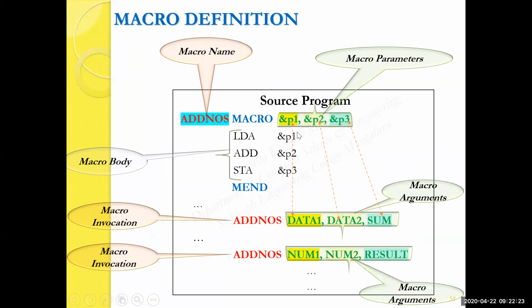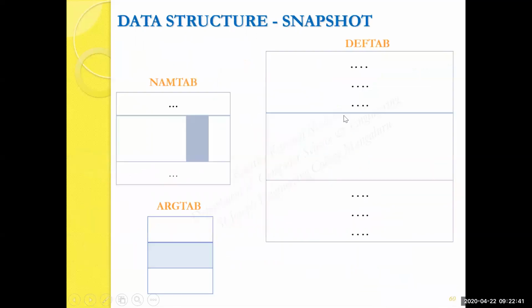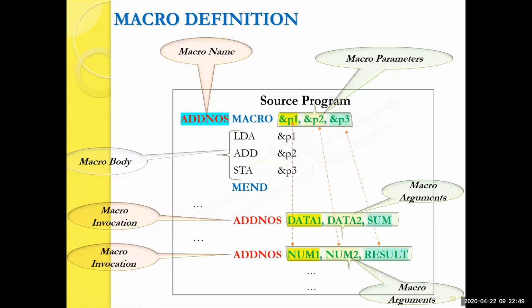So as I mentioned, arguments are associated with parameters by position. Data 1 corresponds to P1, data 2 corresponds to P2, and sum corresponds to P3. Likewise, in the second invocation of the macro add numbers, num1 corresponds to P1, num2 corresponds to P2, and result corresponds to P3. So we shall see the use of 3 data structures, that is the name table, definition table, and argument table in processing this source program.